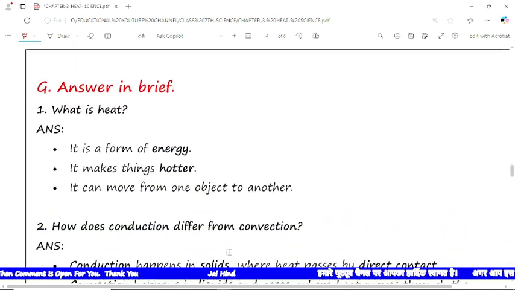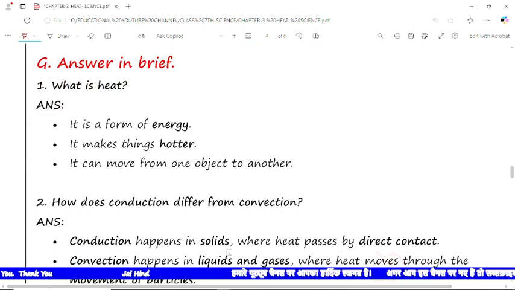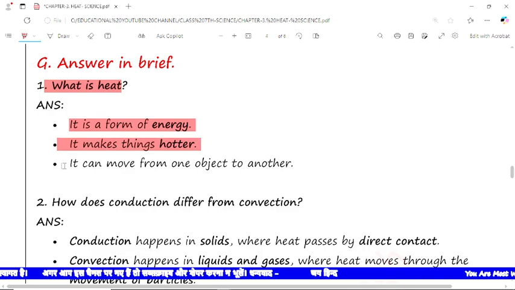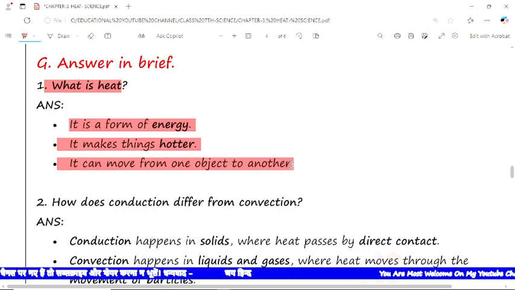Now, answer in brief. These questions we have to answer in brief. So the first question is what is heat? The answer is it is a form of energy. That is the first point. Second, it makes things hotter. The third point is it can move from one object to another object.